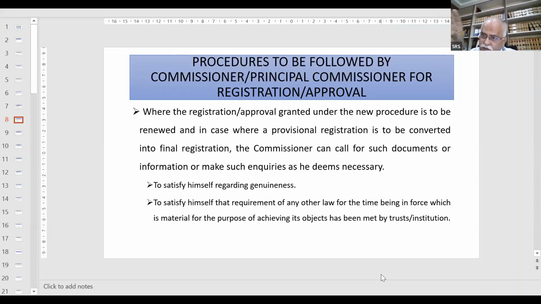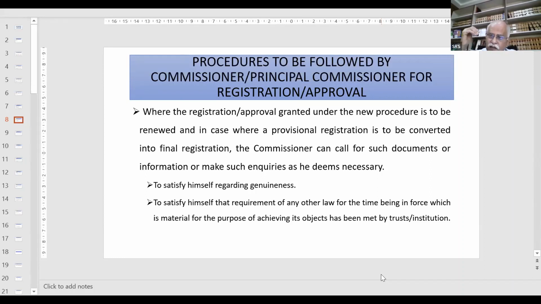And unlike some other sections which you will see later, where the authorities under those acts have held that you have not satisfied some of the conditions, and such an order or direction of those authorities has become final or not disputed by the trust, then the commissioner can take some action. But nothing like this here. Here it is a very subjective satisfaction of the commissioner that you have satisfied all those requirements which are material for achieving your objects.